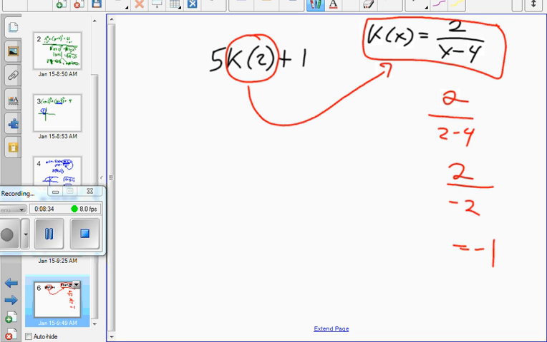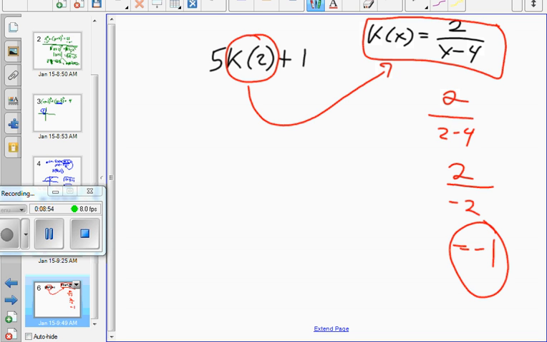Once you stick negative 1 back in the equation, you'll be able to get the final answer. You're right. If that's a 4, then you did something wrong. Okay, good. Here's what you should have done.